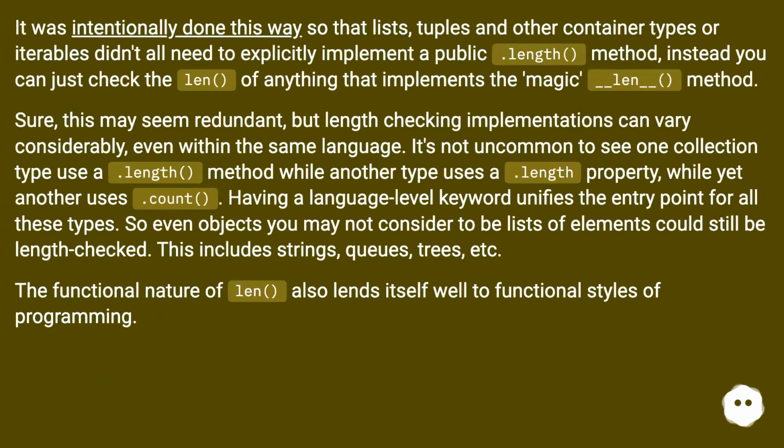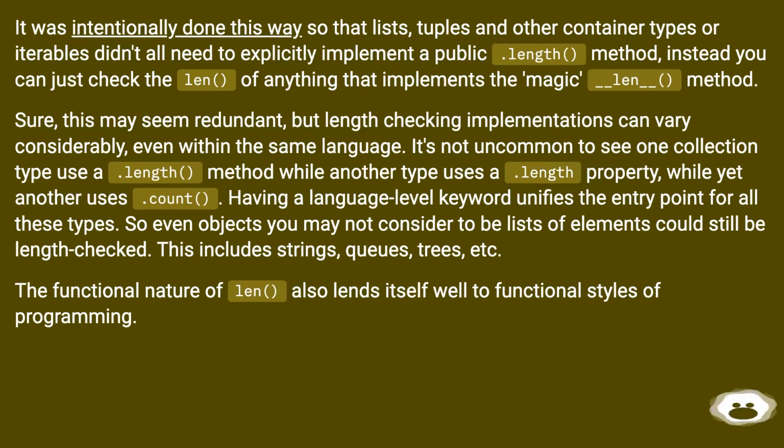It was intentionally done this way so that lists, tuples, and other container types or iterables didn't all need to explicitly implement a public .length method. Instead, you can just check the len of anything that implements the magic __len__ method. Sure, this may seem redundant, but length checking implementations can vary considerably, even within the same language. It's not uncommon to see one collection type use a .length method while another type uses a .length property, while yet another uses .count. Having a language-level keyword unifies the entry point for all these types.